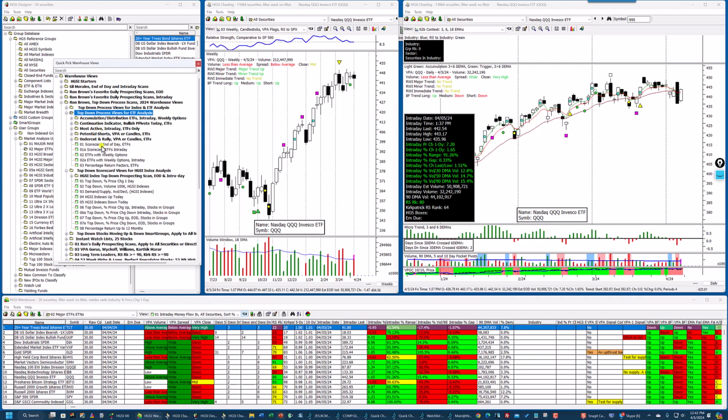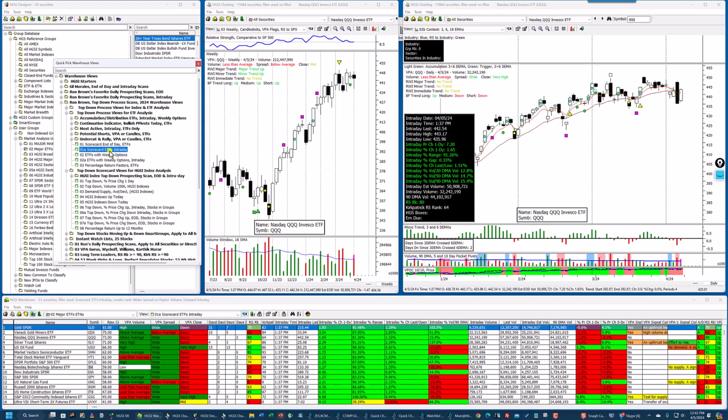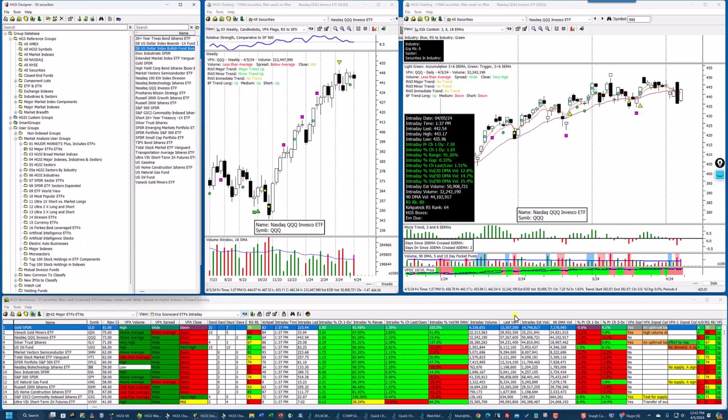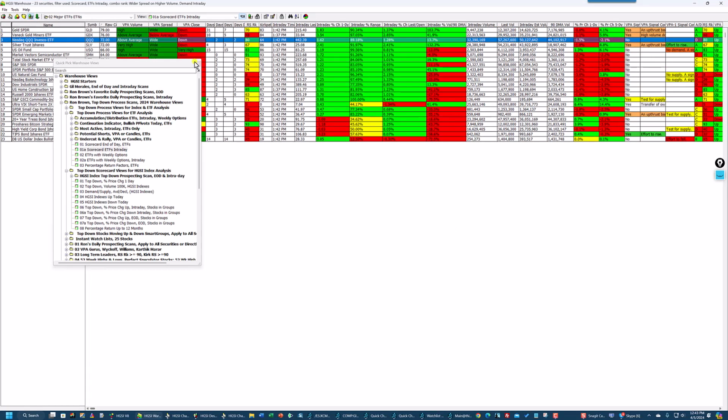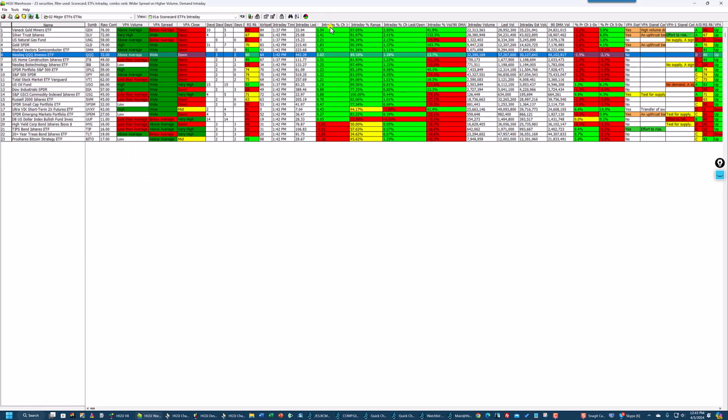And what I'm looking for is the scorecard. It's number 1A under top-down process views for ETF analysis, Scorecard ETFs intraday. And I'm going to bring this up to the top. And this is the way it's looking today.